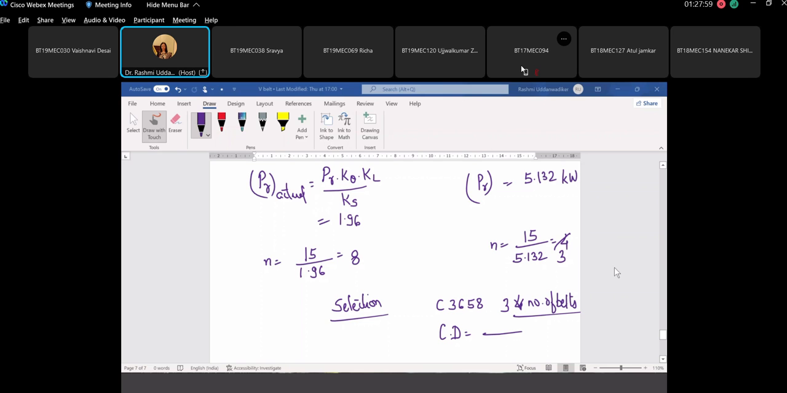Why did we take center distance as D1 plus D2? Minimum center distance is the sum of their radius plus thickness. Maximum center distance is 2 times D1 plus D2. So we are assuming a center distance in between a range of minimum to maximum. So for all the problems, you can safely go with D1 plus D2. After finding the length, you can correct it. So this will slightly get modified.